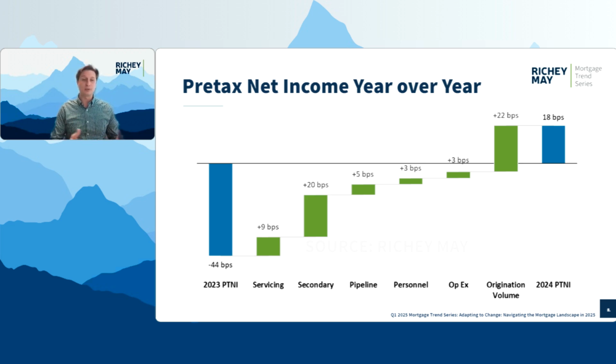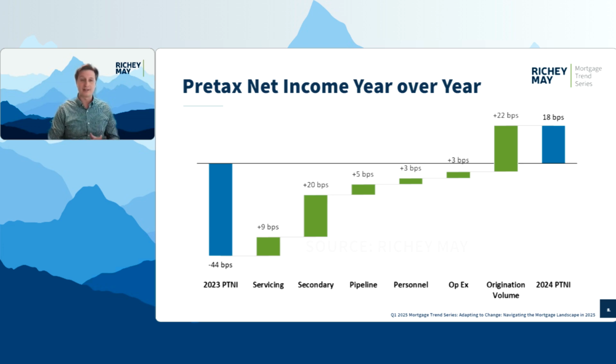And in 2024, servicing was 9 basis points better to the P&L or to the bottom line than it was in 2023. And that's really simply not because of better performance in the servicing portfolio. It's really just because in 2024, MSR values improved by 9 basis points.